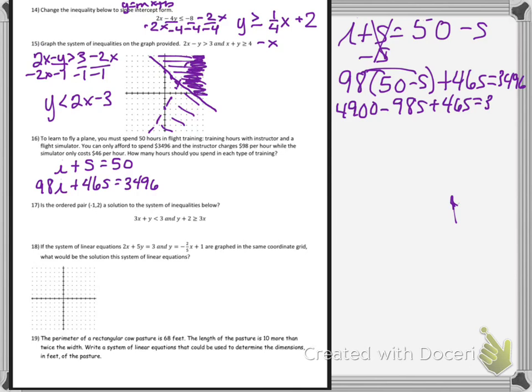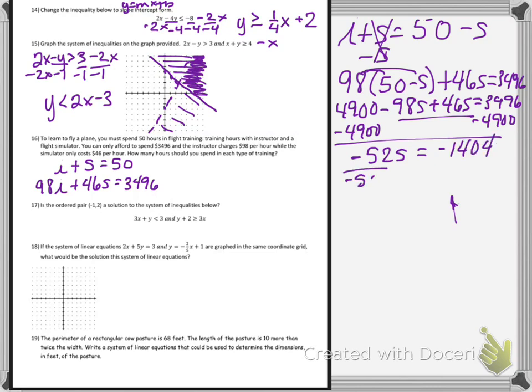And remember, you're going to have a calculator. So we're going to minus 4,900 from both sides. I'm going to collect like terms. So negative 98S and a positive 46 is a negative 52 in the simulator. 3496 minus 4,900, negative 1404 divided by negative 52. So we get S equals 27.